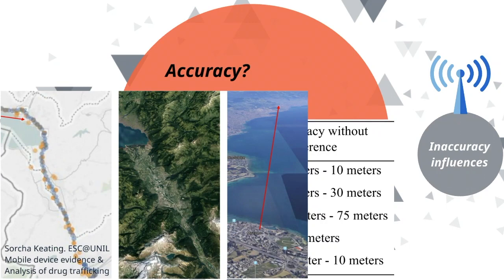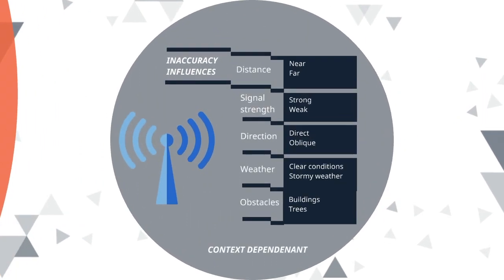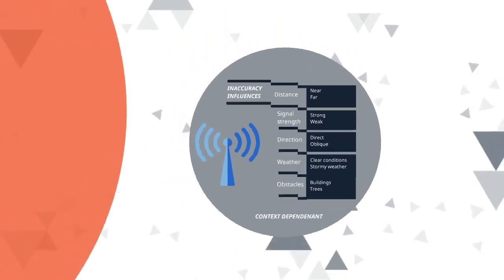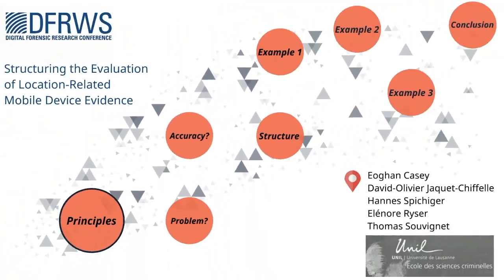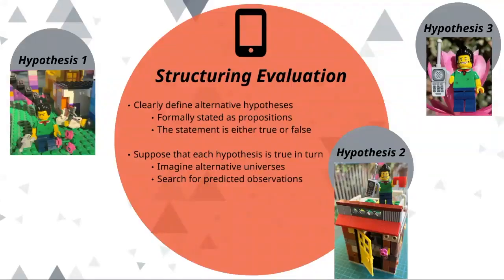In Switzerland, the reflection of lakes has to be taken into consideration while analyzing cell tower connections, as a phone can connect to a distant antenna rather than a close one. This is one example of influence on accuracy, but distance from a network, signal strength, signal direction, atmospheric conditions, and obstacles can interfere with a mobile device's ability to obtain location-related information. And now Hannes will discuss how to structure a forensic evaluation.